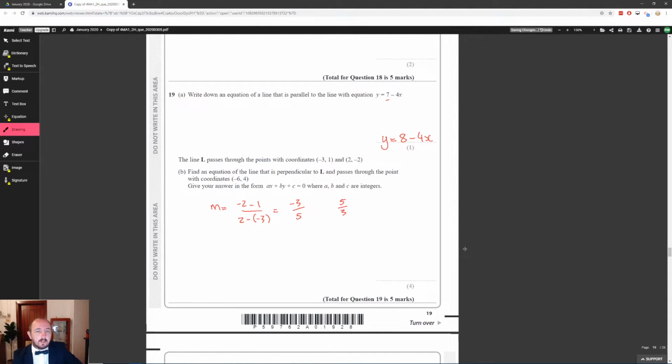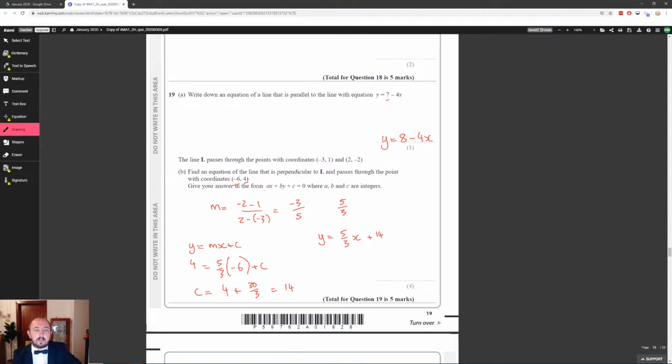So passing through the point of this is going to be y equals mx plus c. We're going to do 4 for the y coordinate and 5/3 of the x coordinate, which is negative 6, to work out our new c value. So c is equal to 4 plus 30 over 3. That gives us 14. So our new equation is going to be y equals 5/3 x plus 14.